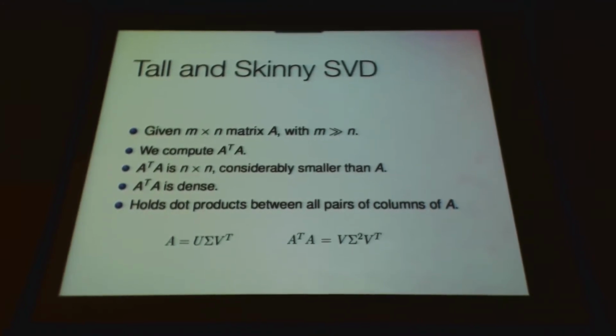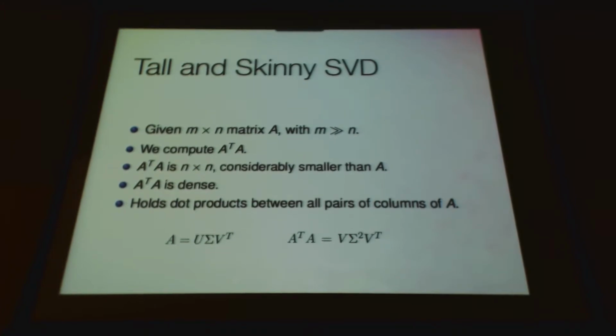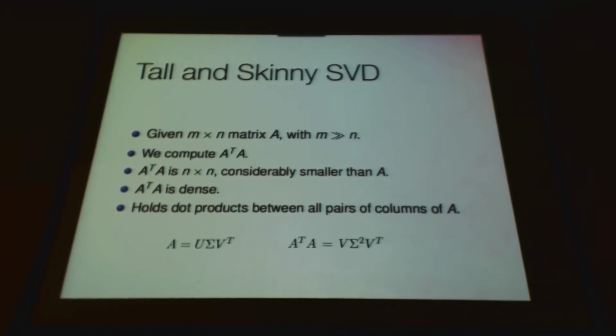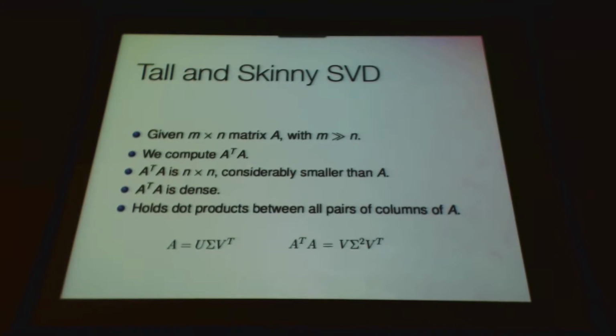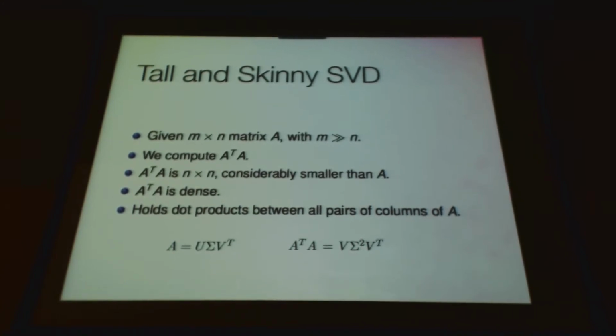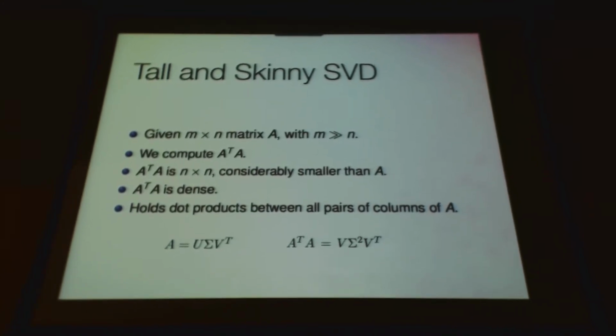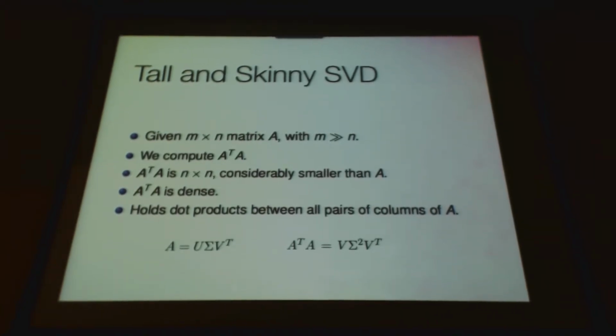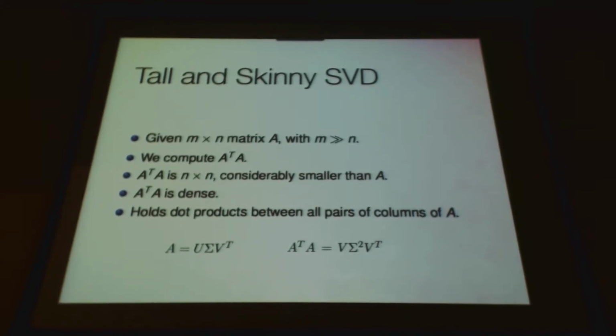Okay? And in the case that n is 1,000, then A transpose A is 1,000 by 1,000. And that's way smaller than a trillion by 1,000. So we compute A transpose A, and then it's going to be dense, but that's okay. 1,000 by 1,000, it's a million numbers. I can fit that even on a single machine. And then there's a very nice relationship between the singular value decomposition of A and the singular value decomposition of A transpose A.